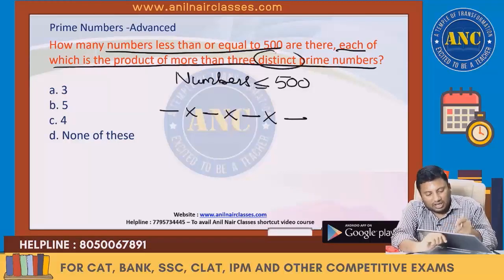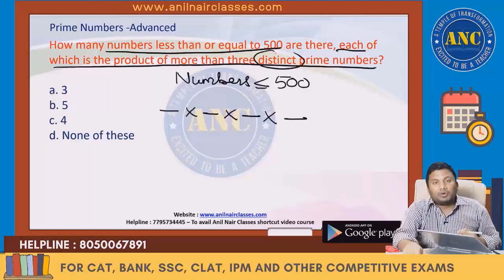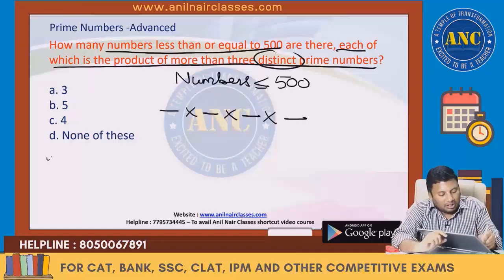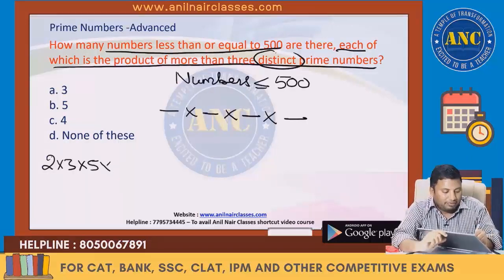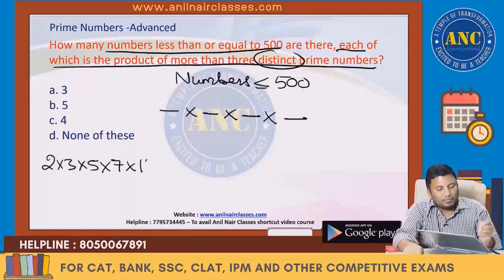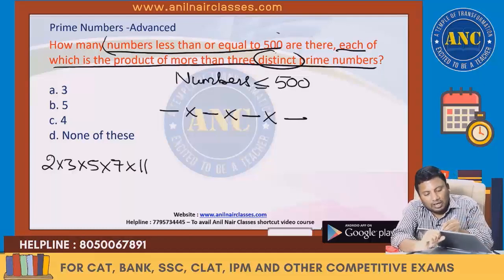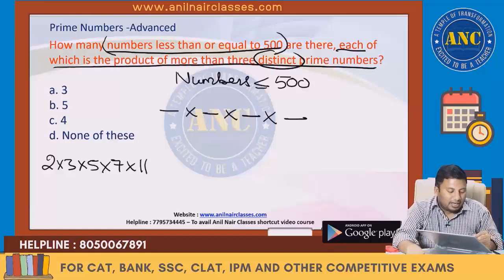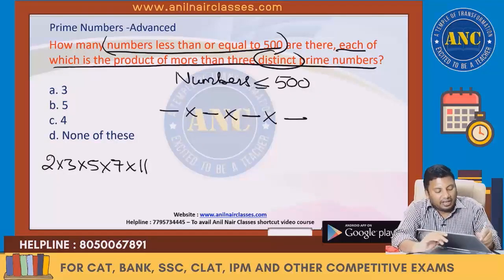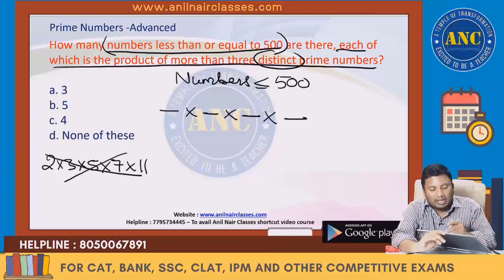Distinct prime numbers. Sir, why have you not taken 5 prime numbers? The lowest 5 prime numbers are 2, 3, 5, 7, 11. Numbers should be less than or equivalent to 500. Their product, 2310, is exceeding 500, so 5 cannot be taken.